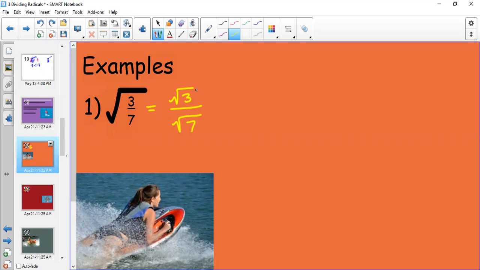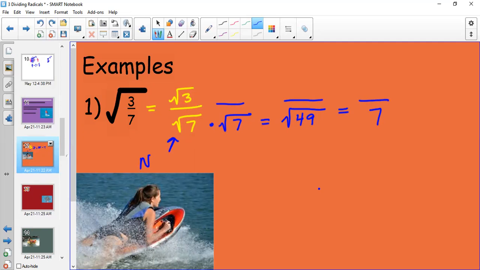So I need to make a perfect square inside the denominator. So what I'm going to do is multiply it by the square root of 7. Reason being, if I do that, I get a perfect square in the denominator, which is the goal. I want a perfect square so that when I simplify it, I no longer have a radical. Remember, a radical in the denominator is a big no-no. Can't have it. So this is called rationalizing the denominator.